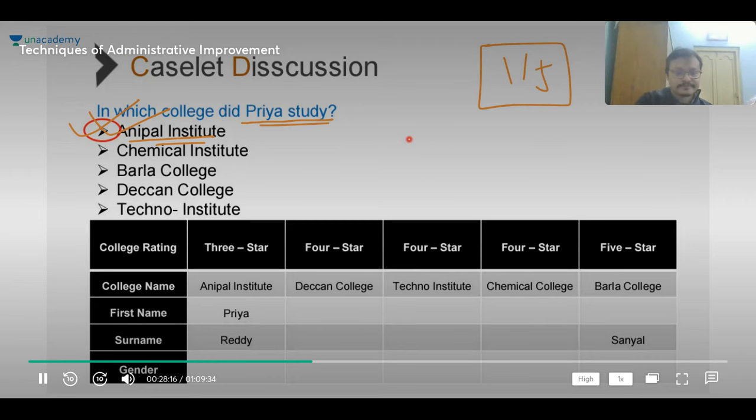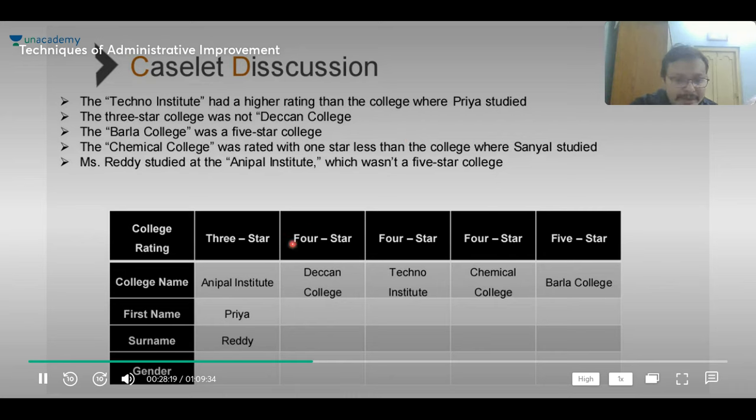Let's move on. The moment we get Anipal here and Balla here, the remaining 3 colleges, Deccan, Techno, and Chemical, must be your 4-star colleges. So what we do is, we've kept the 3-star as Anipal, 5-star as Balla, and the remaining 3 are 4-star colleges.